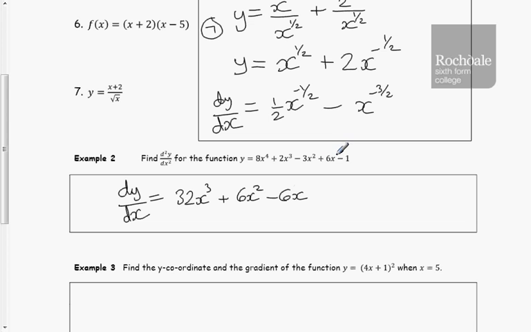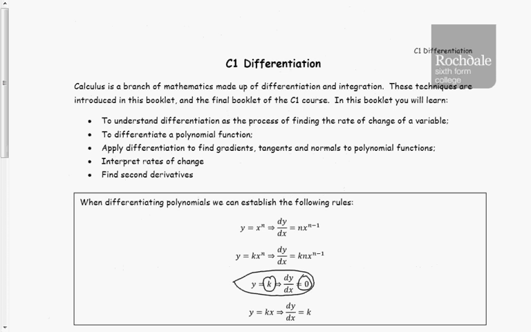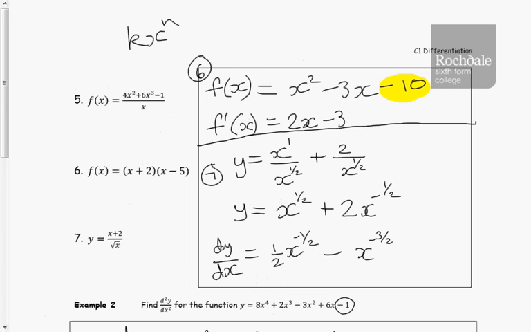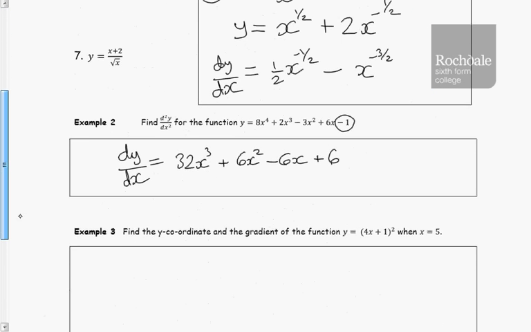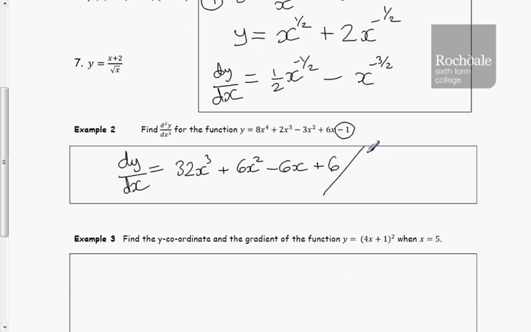Here we have 6x, the invisible power is 1, so that's going to be 6 x to the power 0, but x to the power 0 is 1. And then finally the constant term at the end, the minus 1. If you differentiate a constant term, it just disappears. That's this rule from your previous page. Differentiate a constant and you get 0. It just disappeared. So that there is the first derivative, dy by dx.